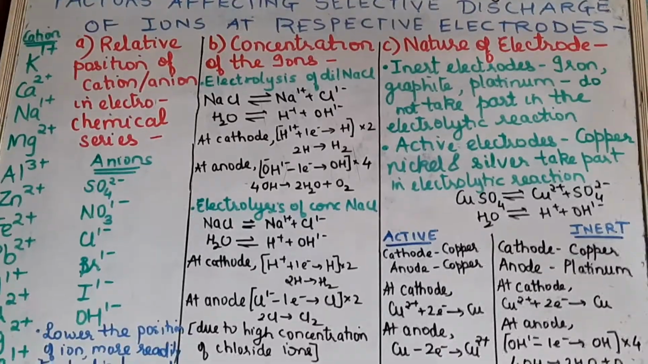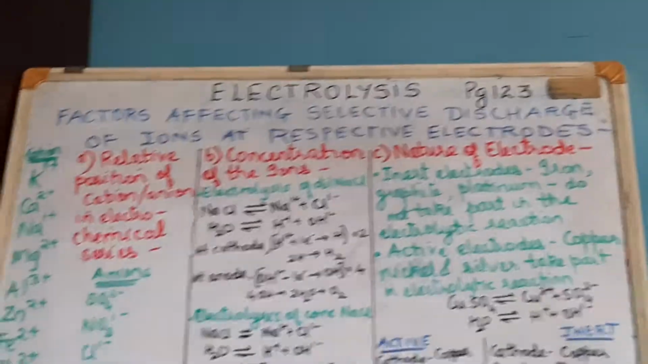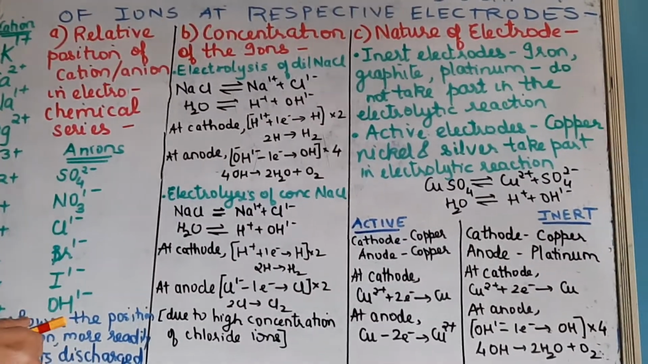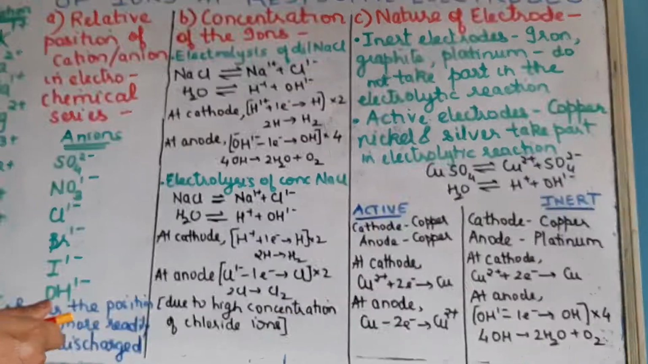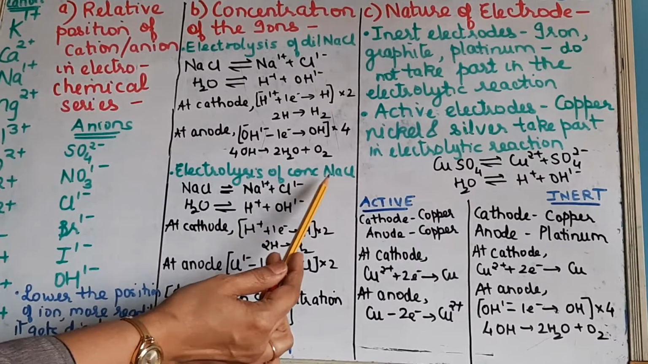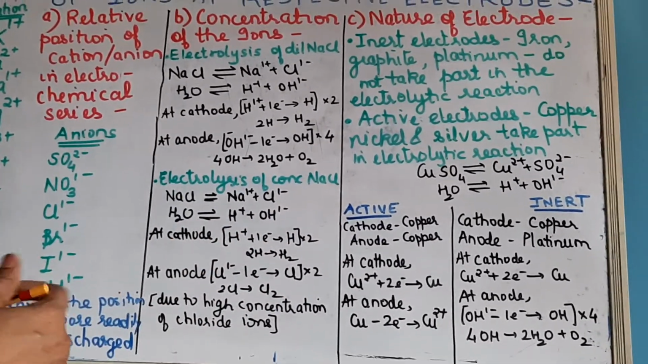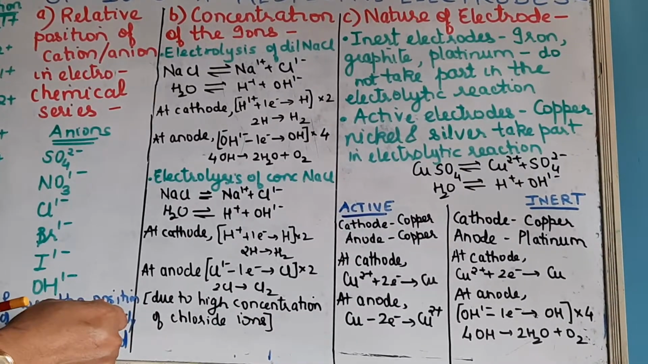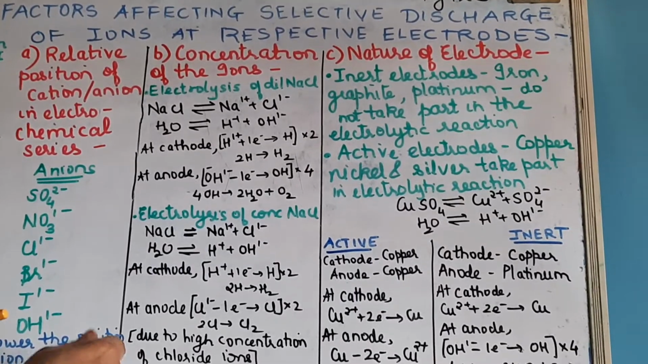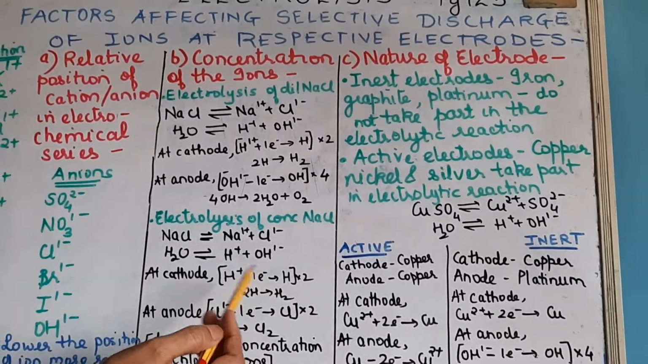Now here, what kind of a question can you expect on this concentration of ions? Generally in the compulsory section of the paper, they ask you: name the product obtained at the cathode when electrolysis of concentrated NaCl is carried out. Okay, like that question. Or they can ask you to choose the correct option: product at cathode during electrolysis of concentrated NaCl is. So options will be hydrogen, sodium, chlorine, oxygen, like that.